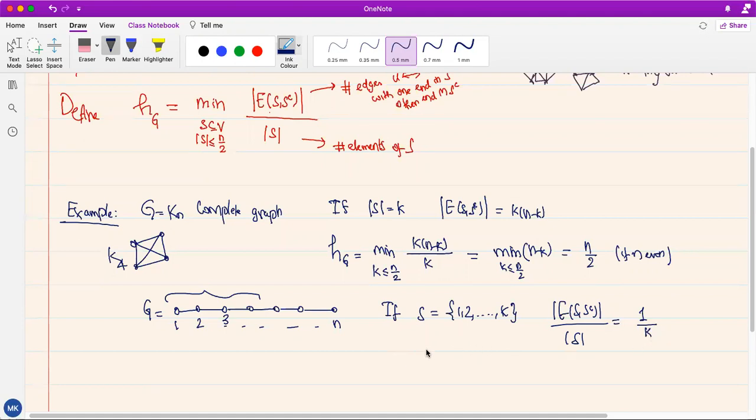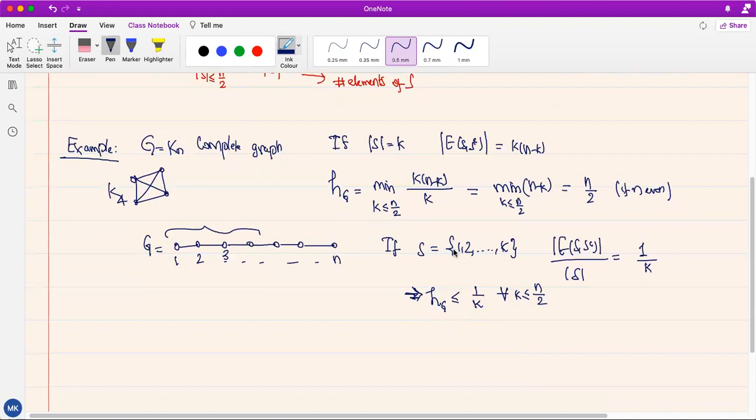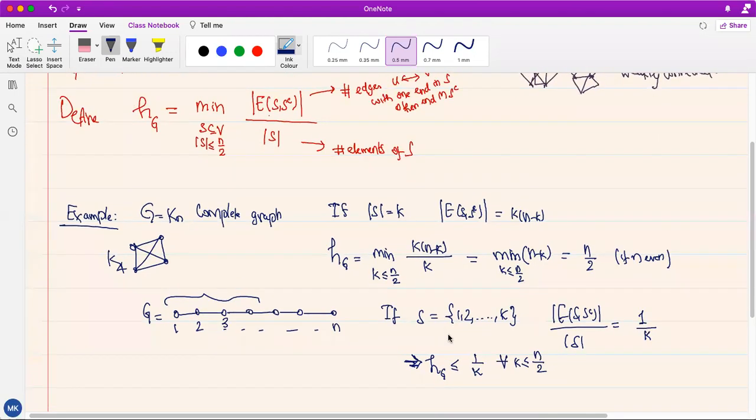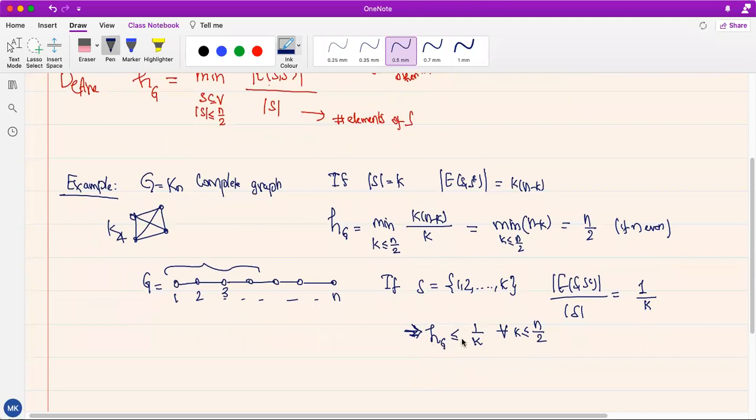So if I take the minimum over all possible K, certainly these are candidates, right? So this implies that H is less than or equal to 1 over K for all K less than or equal to N by 2. Agree? Because you can take any such set which has at most N by 2 elements. Each of them is giving an upper bound for H. So the minimum of those numbers is more than H. I'm not considering all subsets here at the moment. I'm only considering some specific subsets. So I can't say this is equal.